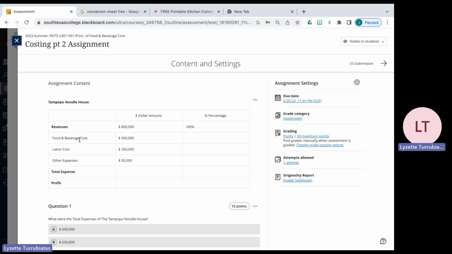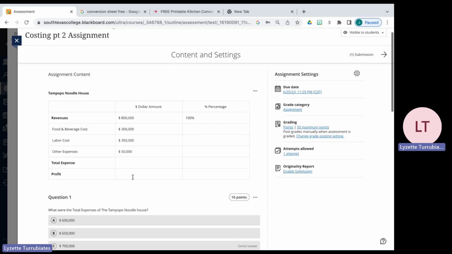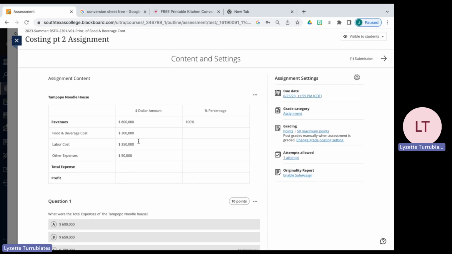And then we talked about food and beverage costs, labor costs, and other expenses, right? So here we're given the dollar amounts, but we're not given the percentages. So how are we going to figure that out? If you remember, I discussed how to figure out percentages, right? We took the percentage and multiplied it by our total sales, and that gave us our dollar amount. Well, now we're going to do the opposite.